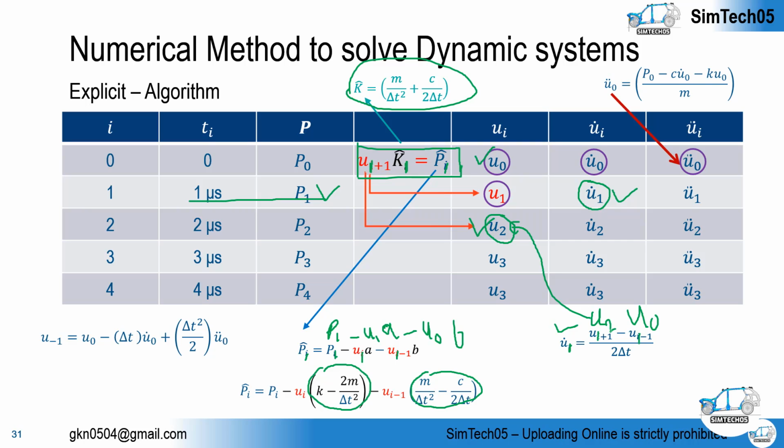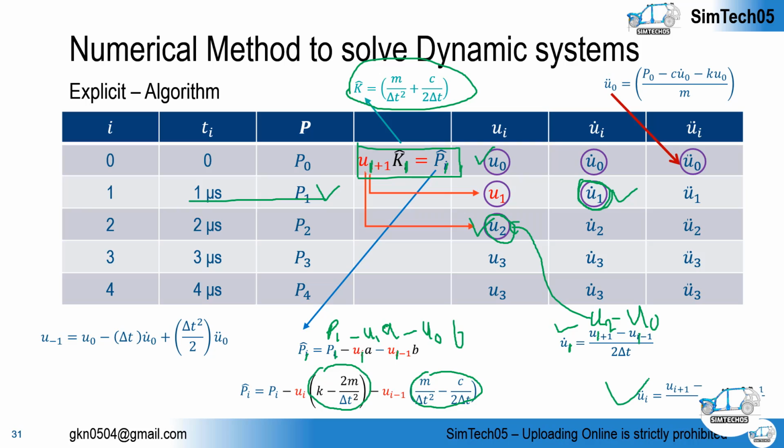So if we know the u2, what will happen? For the velocity term, again come to this particular point. See, u2 is known to us: u2 minus u0 divided by 2 delta t. So u2 is now known, u0 is known, divided by 2 delta t. Delta t is nothing but your time increment. Now we can say yes, the velocity for the first increment is known with the help of displacement at the 0th increment and displacement at the second increment.